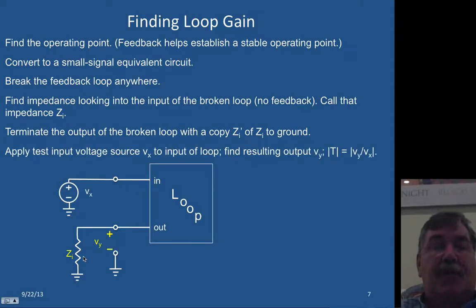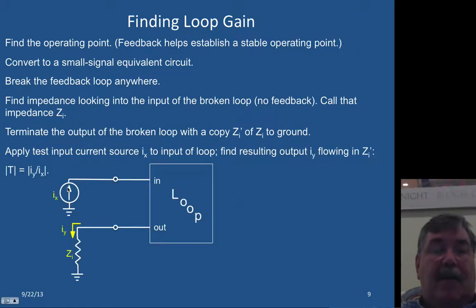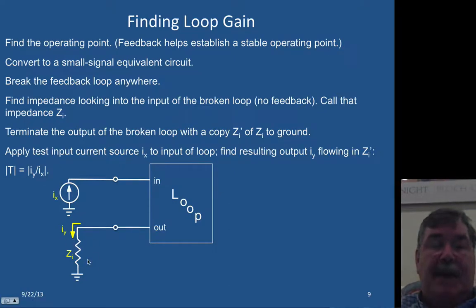And then you have two choices. You can either apply a test input voltage source to the input of the loop, call it Vx, and find the resulting Vy, and then the loop gain is Vy over Vx. I'm neglecting signs and things. Or you can break the loop somewhere, anywhere, and apply a current source to the input of the loop and find the resulting Iy that flows into the copy of the input impedance, and then the loop gain is the ratio of the output current Iy to Ix.